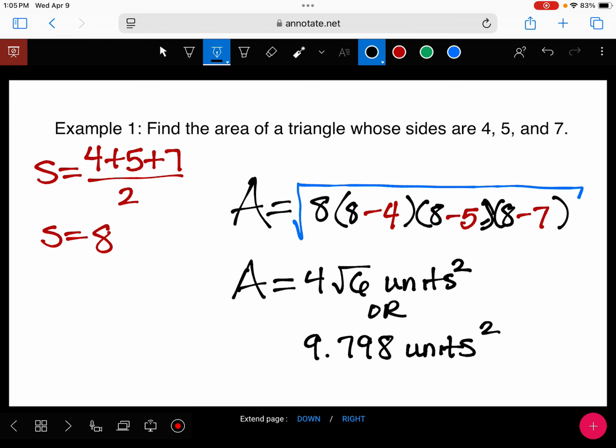Go ahead and do example 2 on your own. Find the area. Example 2, you're finding the area. The 3 sides are 4, 3, and 6.